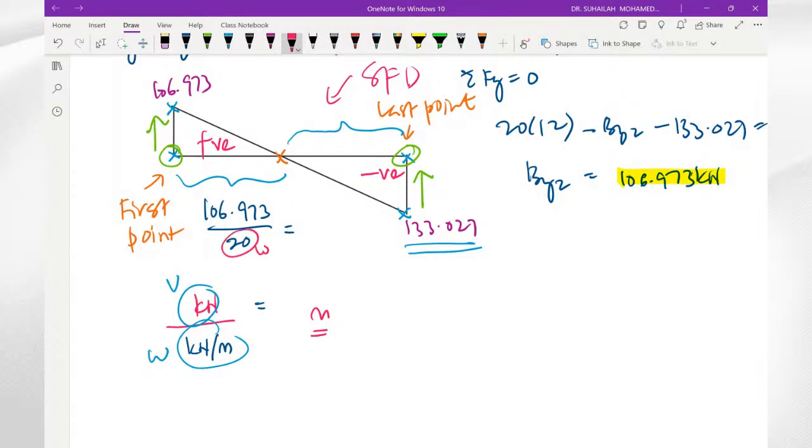So this is W. So 106.973, again we calculate the value. 106.973, we divide by 20. It is 5.349. 5.35 doesn't matter. This is 5.35 meter.